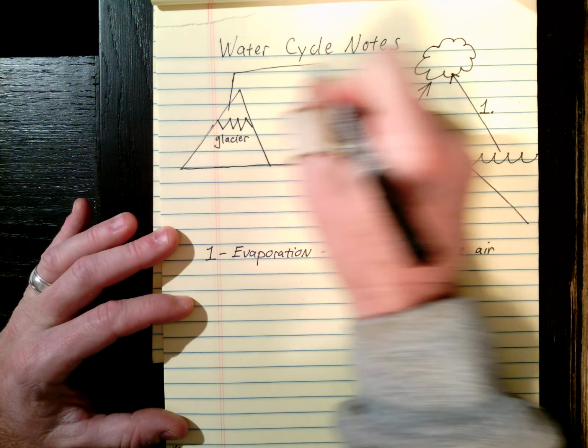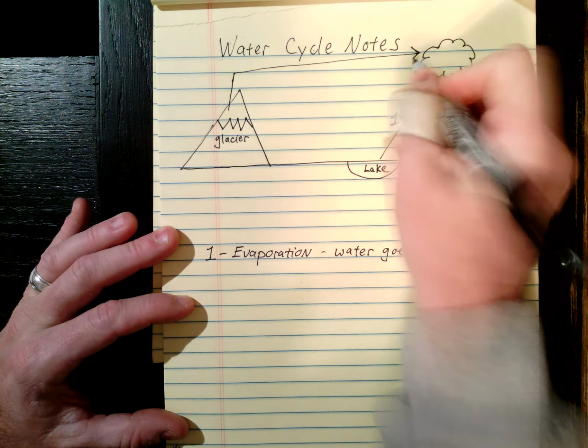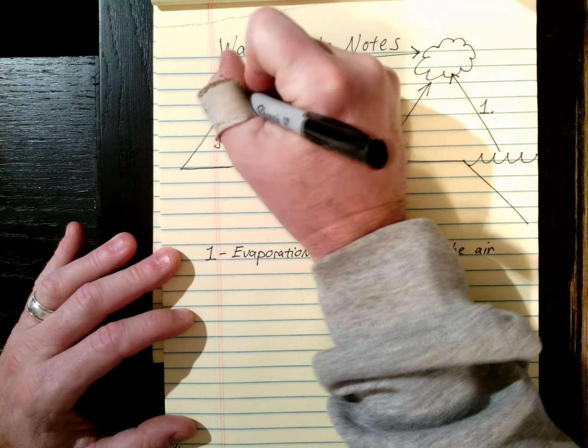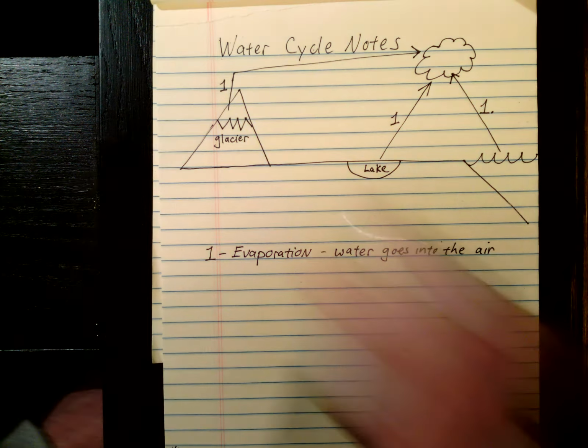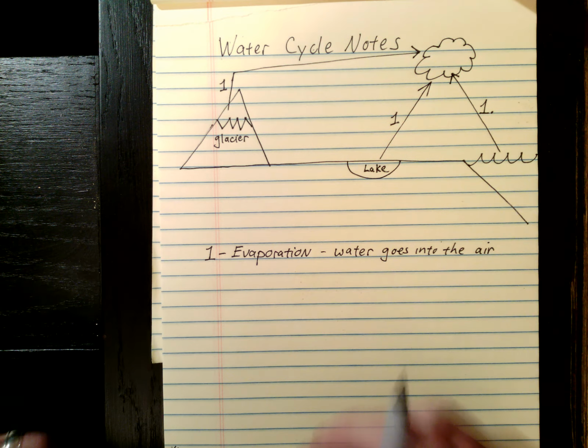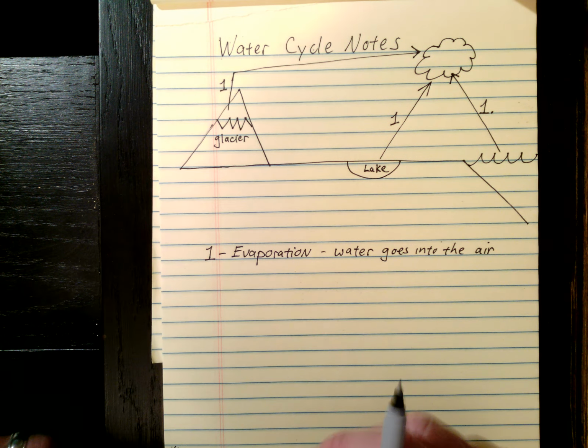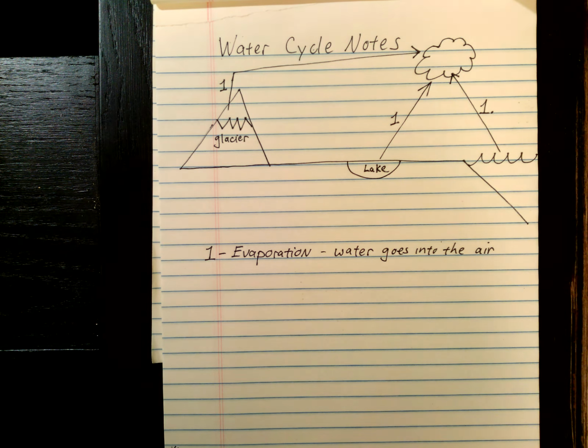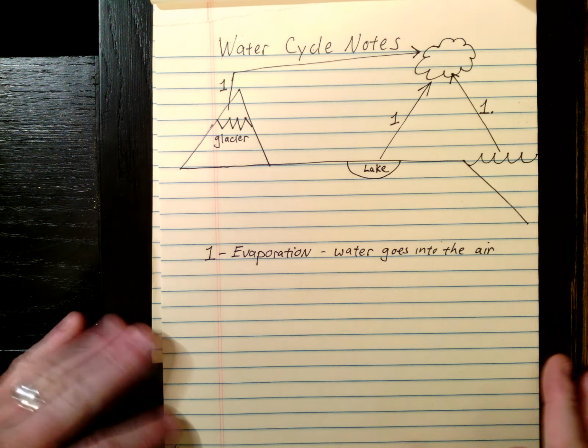And water from glaciers can also evaporate. I'm going to draw something like this. This is also number 1. These are all showing me how, or places where water can evaporate from and then go up into the sky and form a cloud. And that's part of the water cycle.